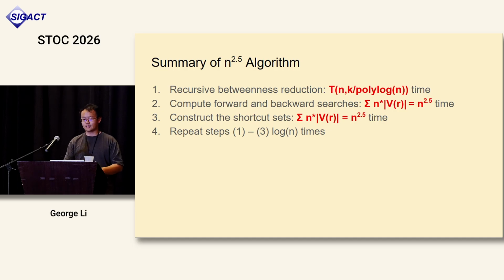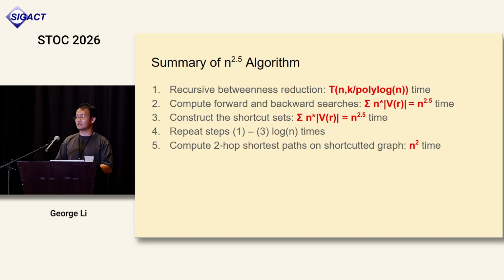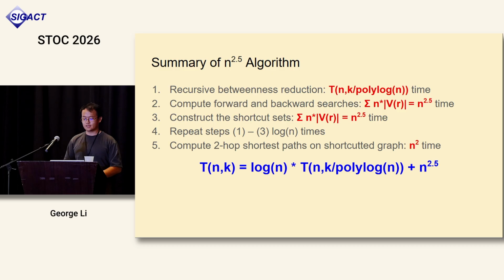If we repeat this log n times, then it's guaranteed that all shortest paths have 2 negative edges. And then we can compute 2-hop shortest paths on this shortcutted graph in just n squared time. And this gives a recursion that, if you stare at it for long enough, solves to n to the 2.5. Which is kind of true. I think it's actually not formally true. This is not the ideal recursion, okay?